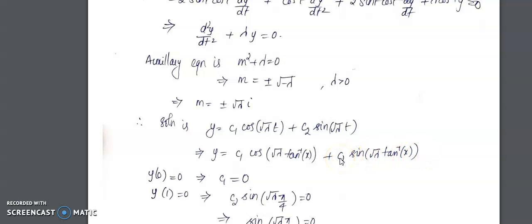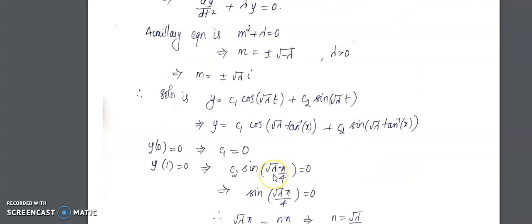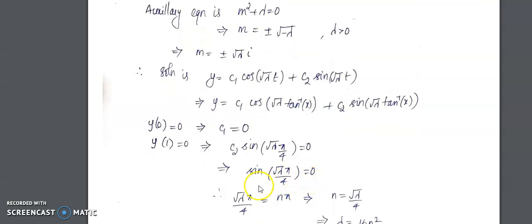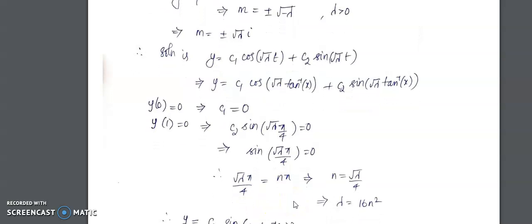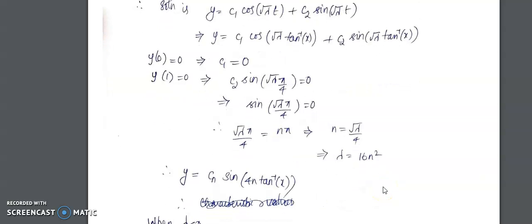For a non-trivial solution, c2 must not be equal to 0. So the remaining sin term must be 0. So sin root lambda pi by 4 will be equal to 0. That implies root lambda pi by 4 will be equal to n pi. So we will get n equal to root lambda by 4. Therefore lambda will be equal to 16n square, where n will be equal to 1, 2, 3, etc.